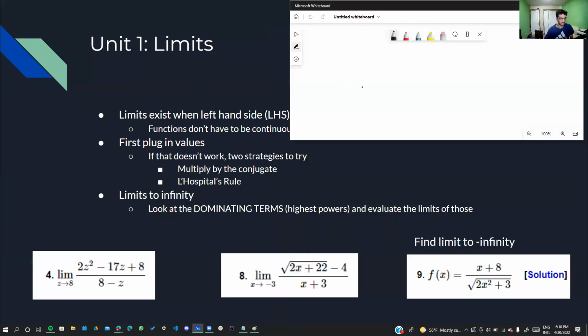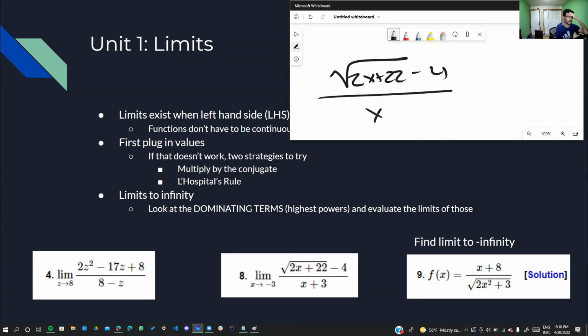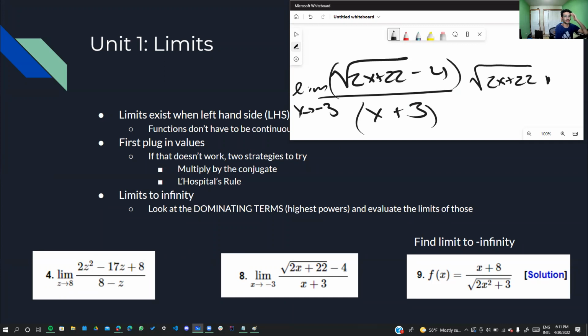So here, if this is our limit right there, then for the limit as x approaches -3, what we can do is multiply the top and bottom by the plus instead of the minus. The conjugate is basically the opposite. So instead of subtracting 4, we'll be adding 4 right here.